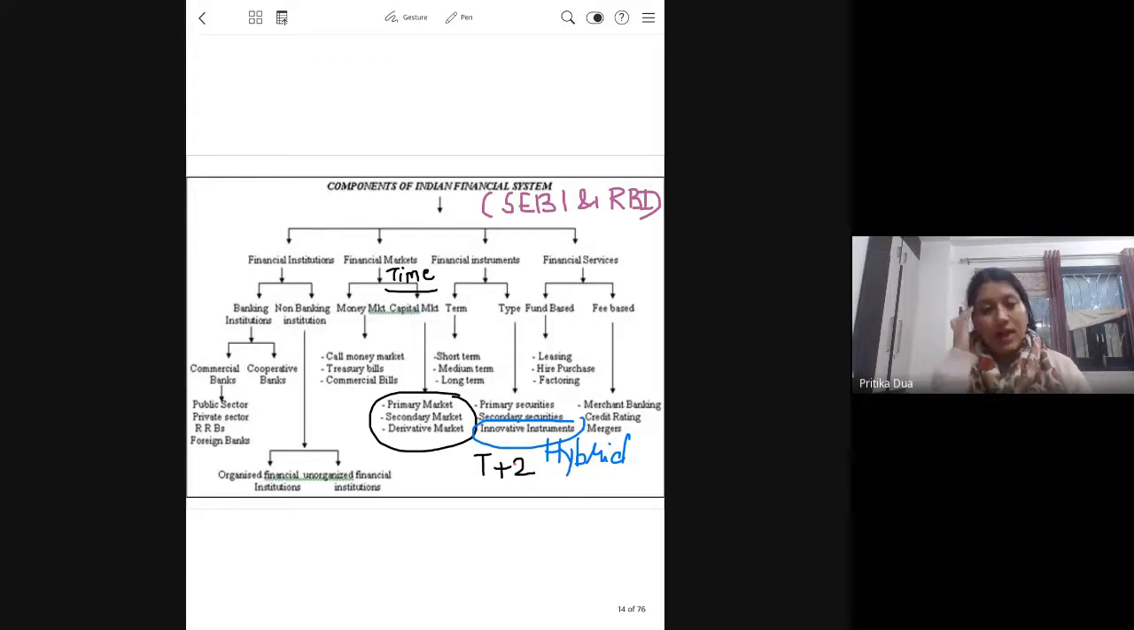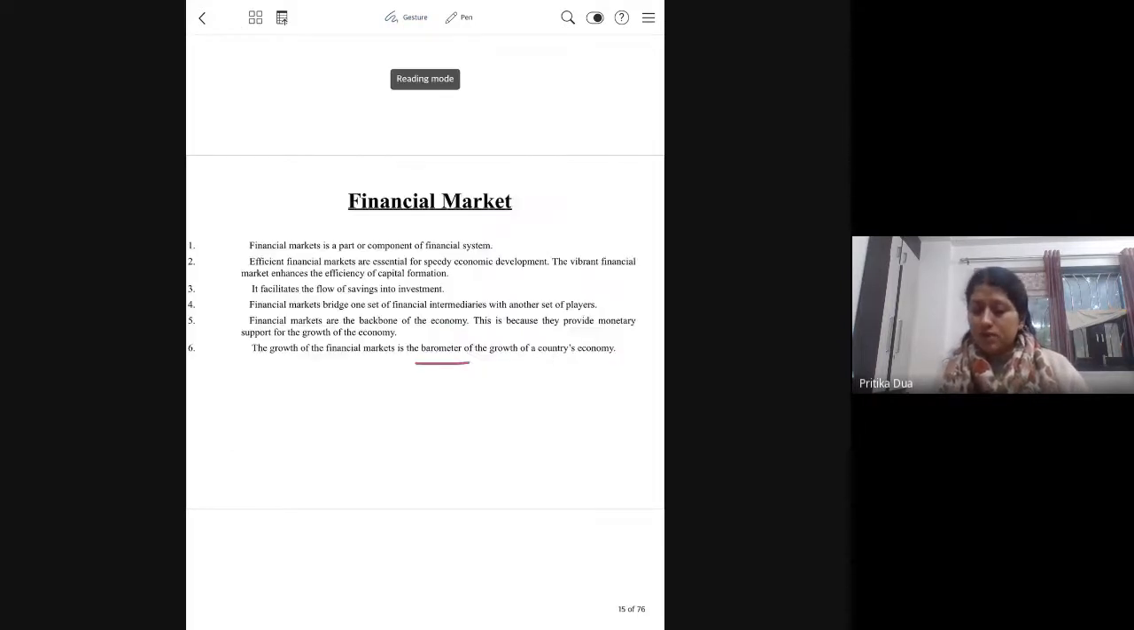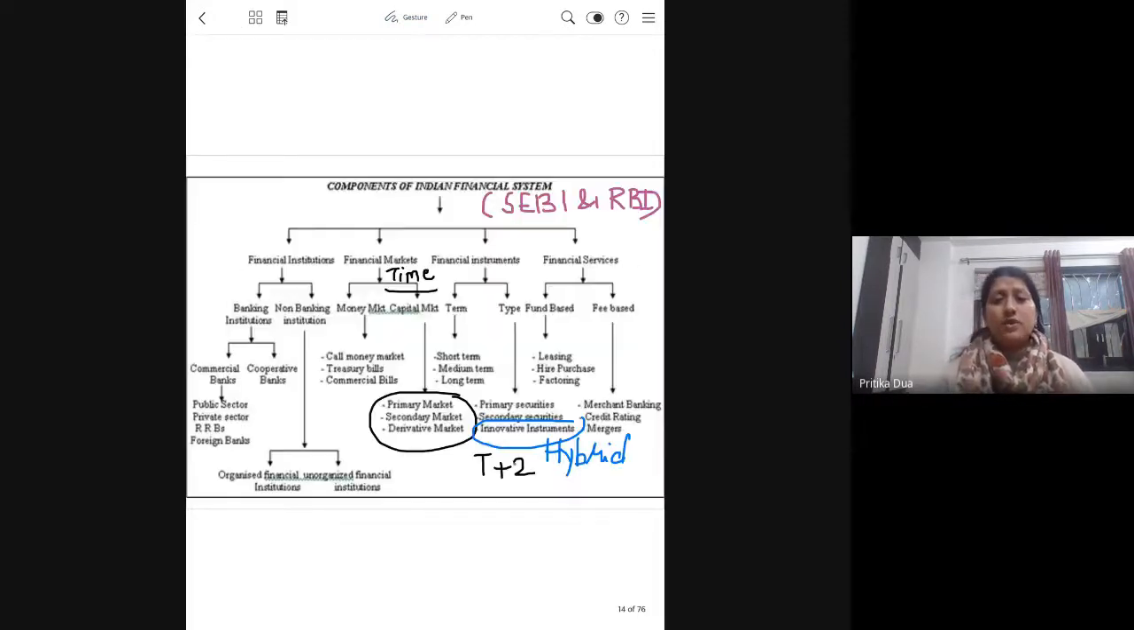And the last would be the financial services. So you have fund based services, fee based services. Main services we'll be doing are credit rating, leasing, hire purchase, factoring. All this will be covered at length. So this was a simple introduction to what the financial system of our country looks like, and also what is the structure.